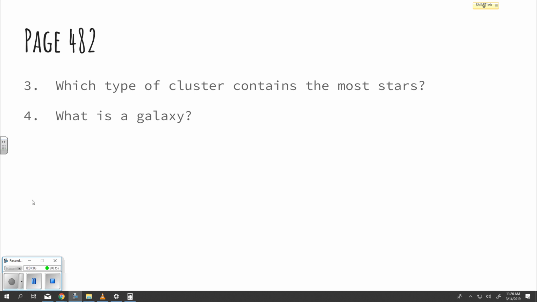Question 4, what is a galaxy? Answer, a large group of stars, gas, and dust held together by gravity.